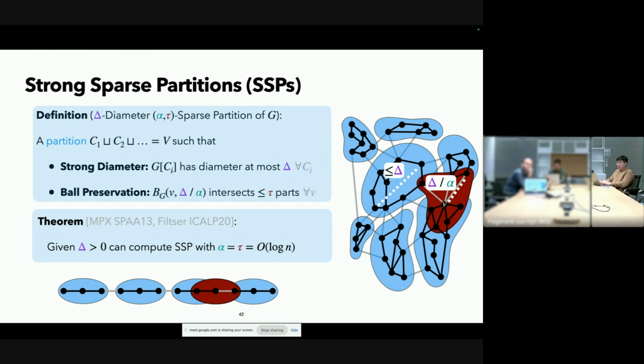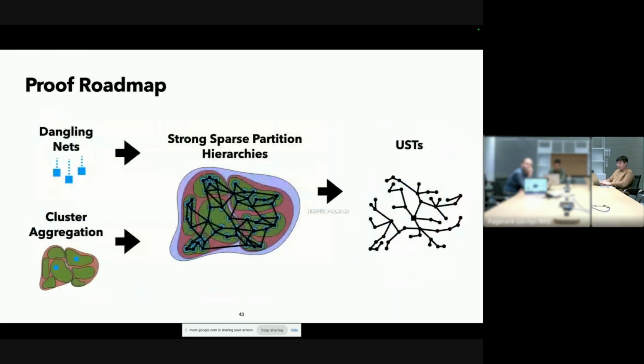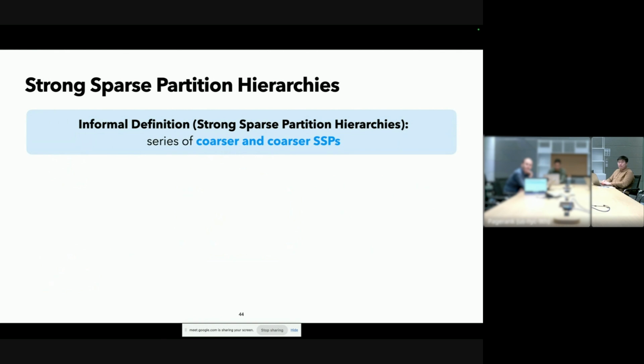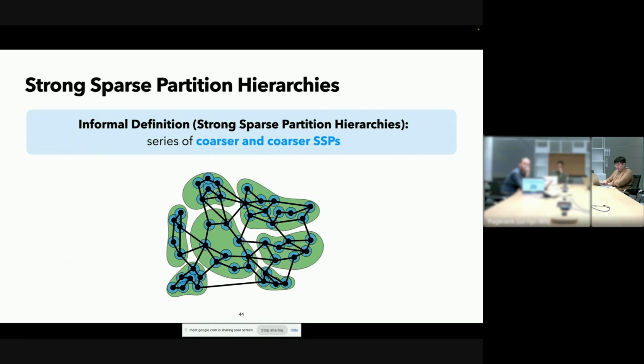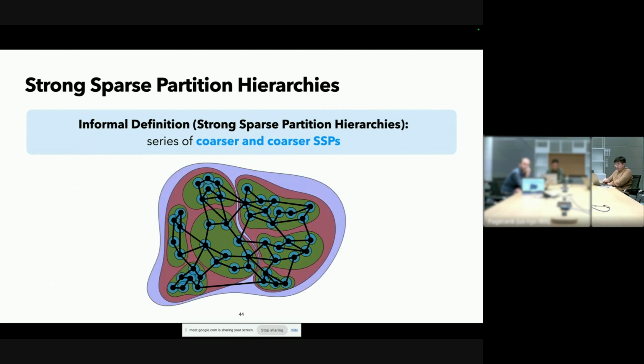Okay, so where does this leave us? Well, that was one level of this hierarchy of strong sparse partitions. So now I have to tell you what one of these hierarchies is. Informally, the way I want you to think about these hierarchies is it's just a series of coarser and coarser strong sparse partitions. So I start off with my graph. At the bottom level of this hierarchy, I have a strong sparse partition with very small diameters. So think every vertex is in its own part. And then I take some coarsening of that. So now the diameter gets larger, and the next level, namely these green parts, or the green partition, is formed by swallowing up some number of parts from the level below, and so on and so forth, until I end with the trivial partition that puts everything in a single part. Okay.